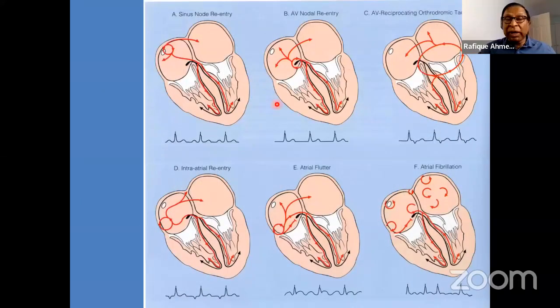So what are the mechanisms of supraventricular tachycardia? There are multiple mechanisms. We can have re-entry within the sinus node. We can have re-entry in the AV node. We can have atrioventricular re-entry, that means the electricity goes back through the accessory pathway and comes down through the AV node. But the common pathway is the AV node. So if it is coming down the AV node, eventually the QRS will be narrow unless there is pre-existing bundle branch block.